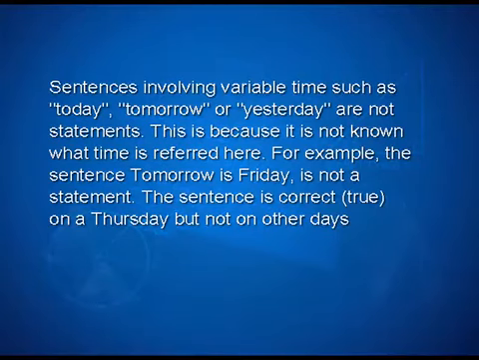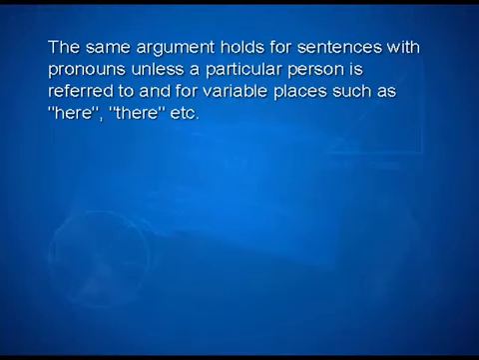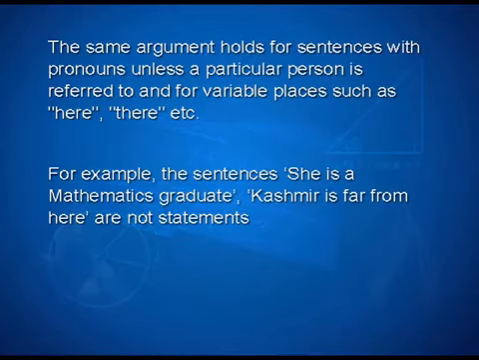Sentences involving variable time such as today, tomorrow or yesterday are not statements. This is because it is not known what time is referred to here. For example, the sentence tomorrow is Friday is not a statement. The sentence is correct, that means true, on a Thursday, but not on other days. The same argument holds for sentences with pronouns unless a particular person is referred to, and for variable places such as here, there, etc. For example, the sentences she is a mathematics graduate, Kashmir is far from here, are not statements.